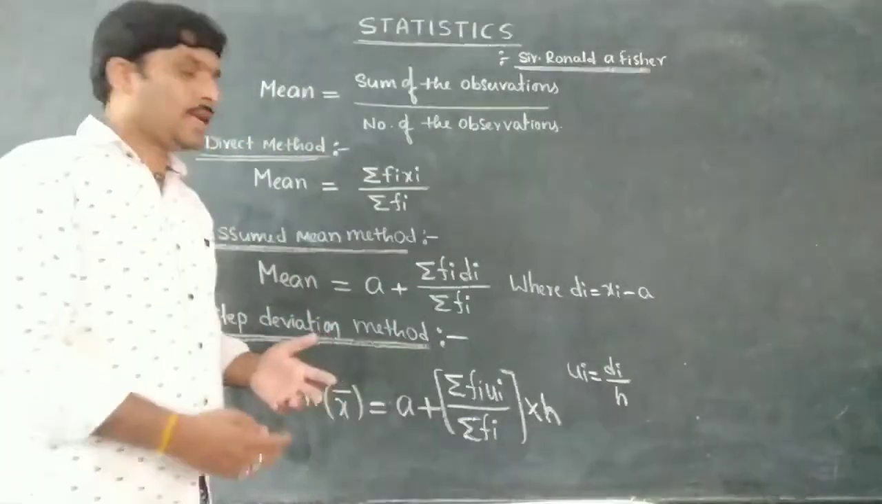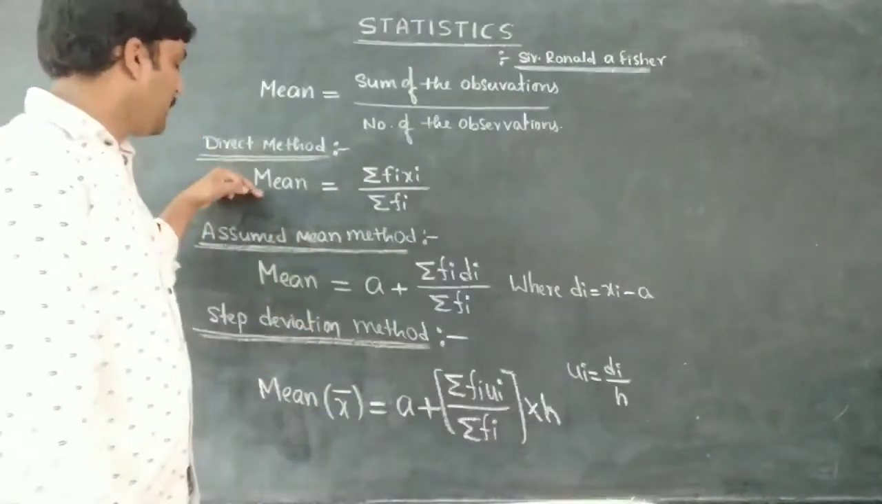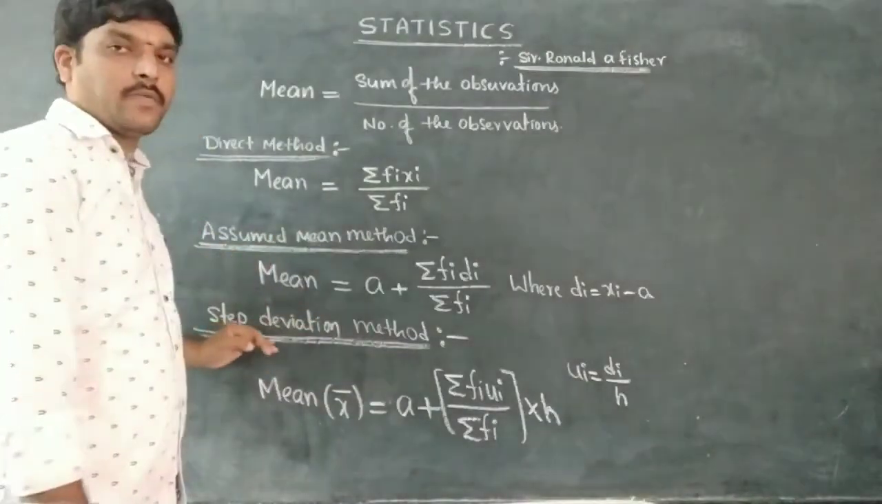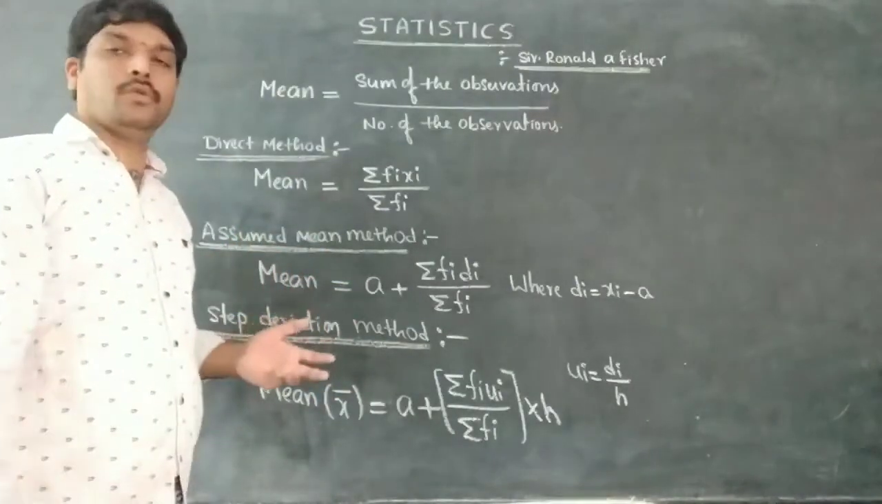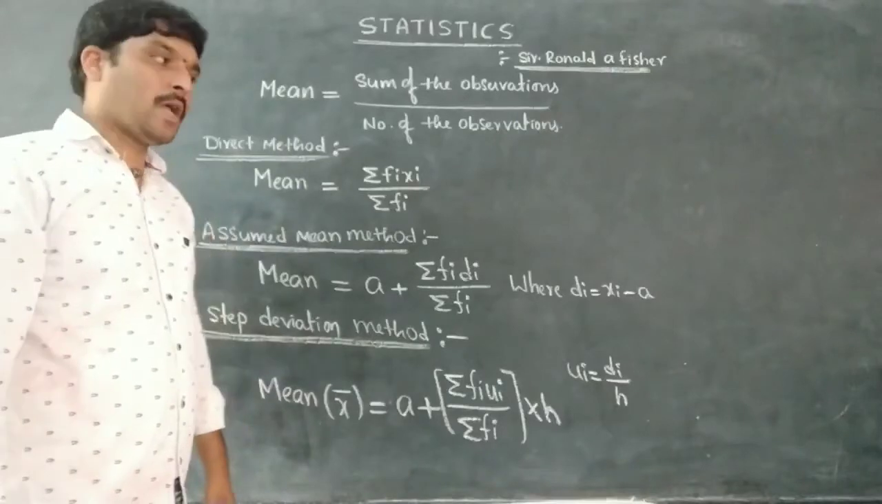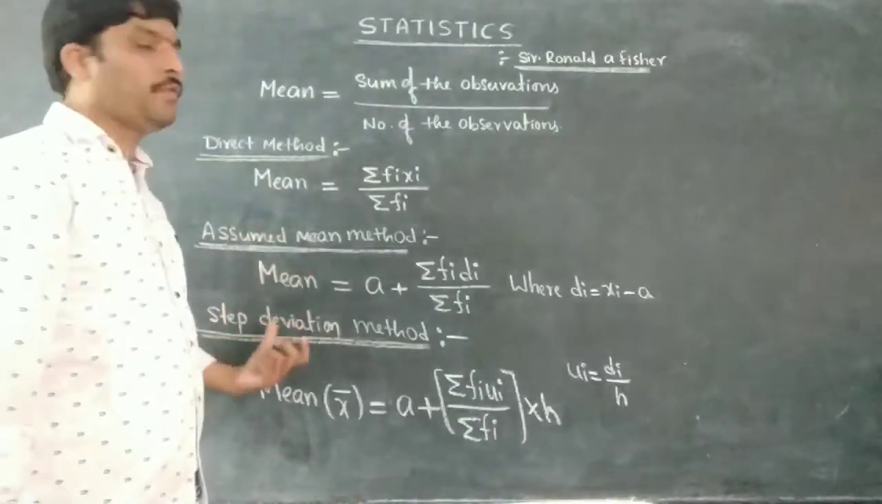Mean we explained in 3 methods: direct method, assumed mean method and step deviation method. For each method we have 1 formula. Now let's go through the next sums. We are explaining problems for mean.